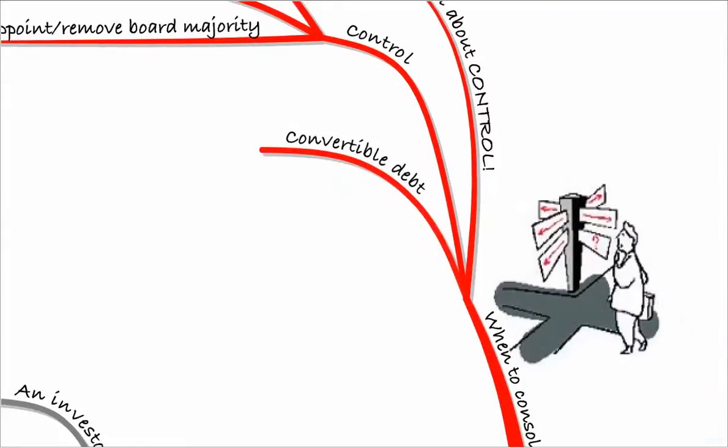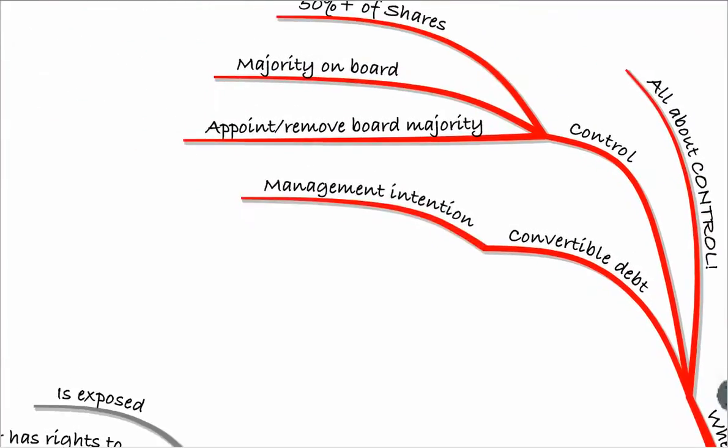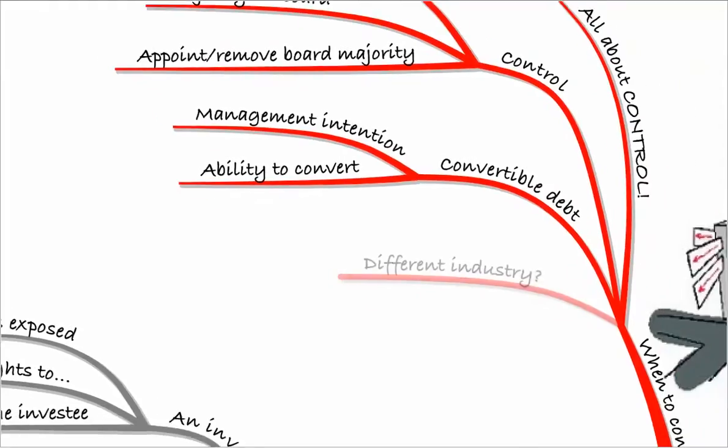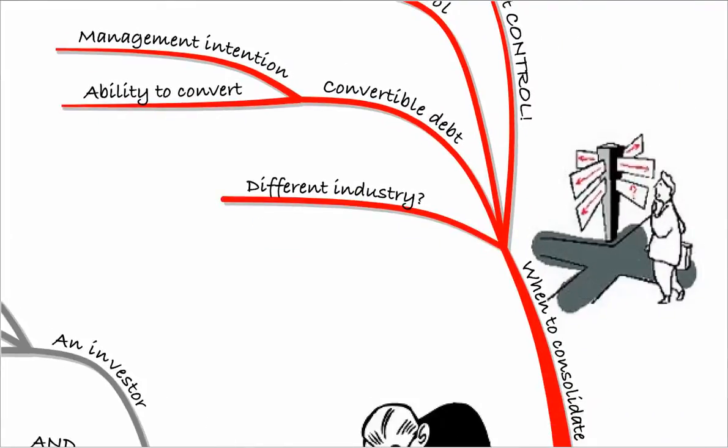We also talked a little about convertible debt. Remember, you could convert this into shares, and maybe if you did, you would have over 50%. Does that give you control? Well, you need to look at the management intention and their ability to convert. If they intended to convert them and they were able to convert them now, well then yes, that could potentially give you control.